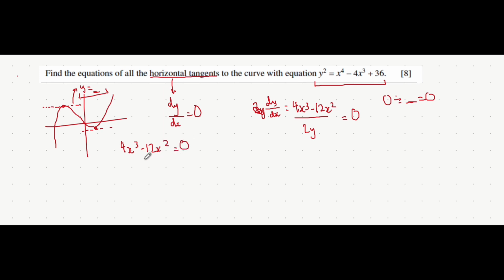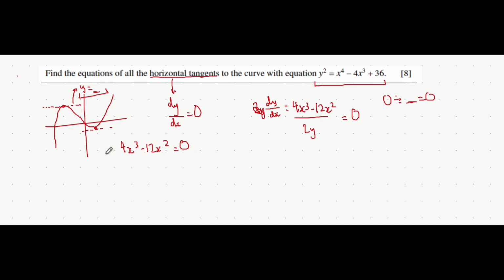So you're probably thinking, okay, but how am I going to get equations of horizontal tangents from there? Well, actually, if you find the x-coordinates at which the horizontal tangents appear, or the x-coordinates of the stationary points, which we're doing by making dy/dx equals 0, we can put that into the equation of the curve and find the y-coordinate at that point, and we can say that's the equation of the horizontal tangent. So let's break that down.